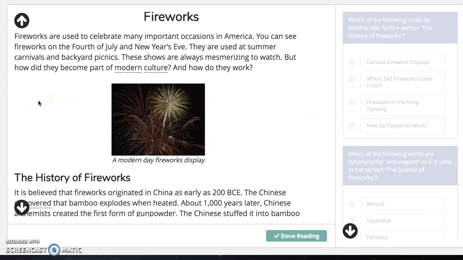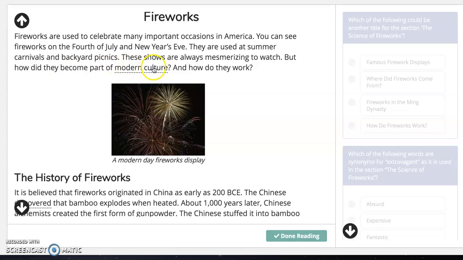Fireworks are used to celebrate many important occasions in America. You can see fireworks on the 4th of July and New Year's Eve. They are used at summer carnivals and backyard picnics. These shows are always mesmerizing to watch. But how did they become part of modern culture, and how do they work?